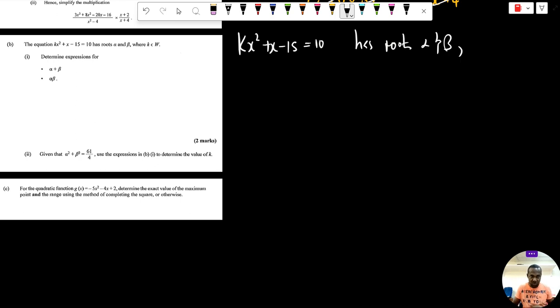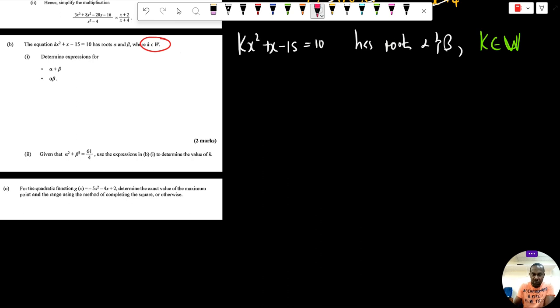And of course, we're also told now, pay attention to this part, and this is where my issue is going to come in later on. We're told specifically that k is a whole number. So what this basically means is that k belongs to the set of whole numbers, or we can say k is an element of the set of whole numbers. And this is where the issue is going to come in with this particular question.